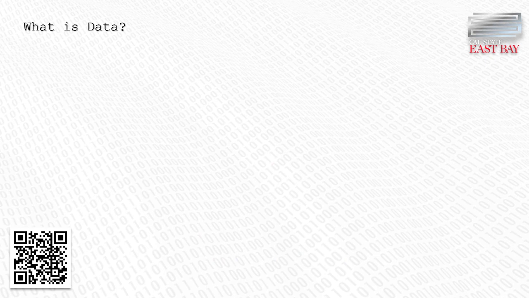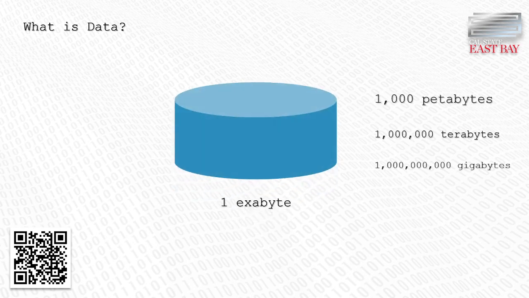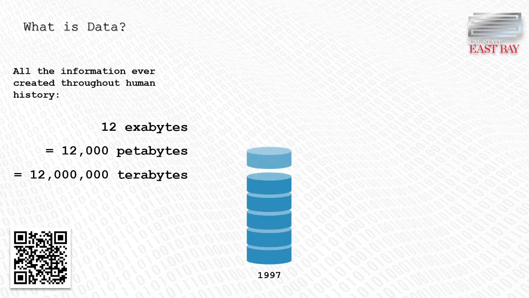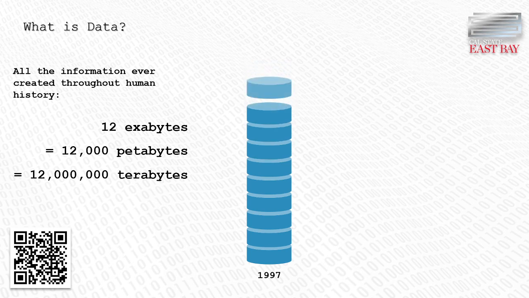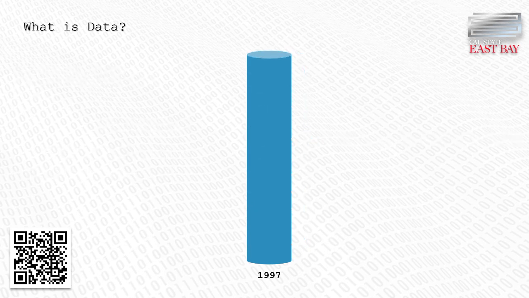Let's attempt to put this into scope. Let's say that this is 1 exabyte, or about 1,000,000 1 terabyte hard drives. It is theorized that by 1997, all of the information ever created throughout human history, every Bible written, every Rembrandt painting, all of it converted into a digital form would exist on about 12 exabytes. For scale, that's a 12 with 18 zeros behind it. It's a lot of data, right? But this is dwarfed by today's standards.